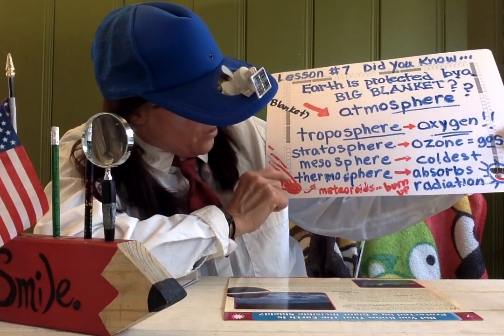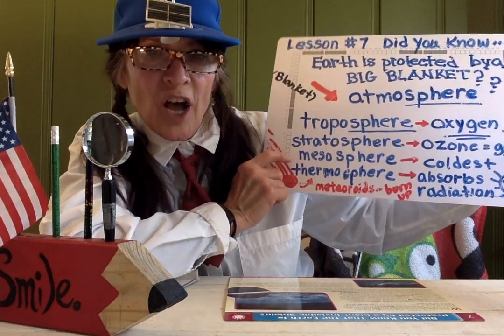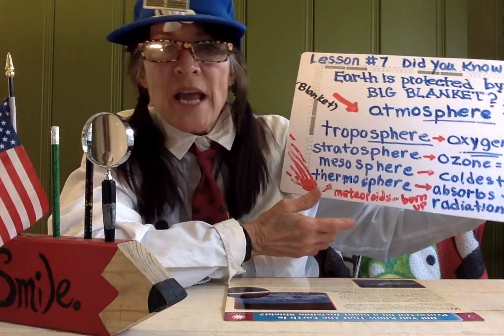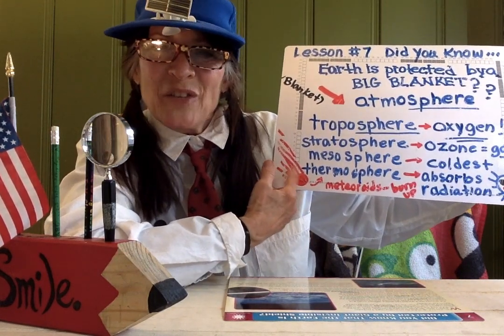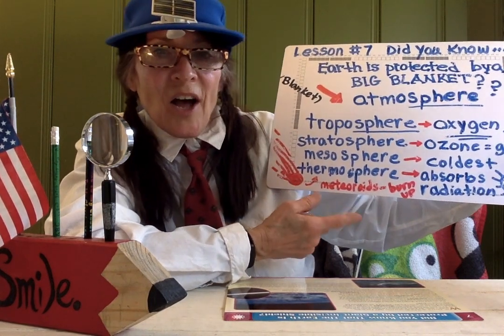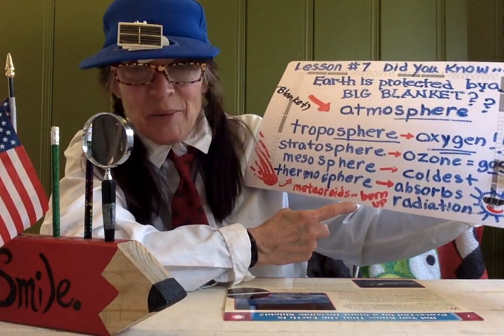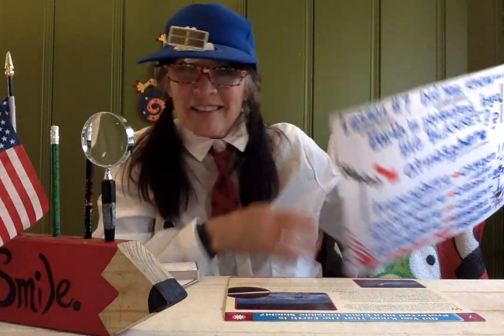And then the final layer is the thermosphere, and its job is to absorb radiation from the sun. It also does some things for falling stars. We call them meteorites. It also burns them up, so we don't have to worry about that. All right, let's get to the article.